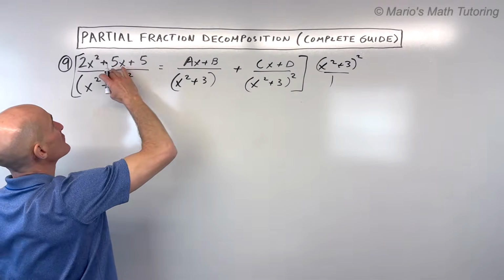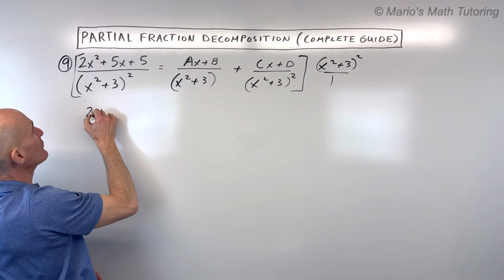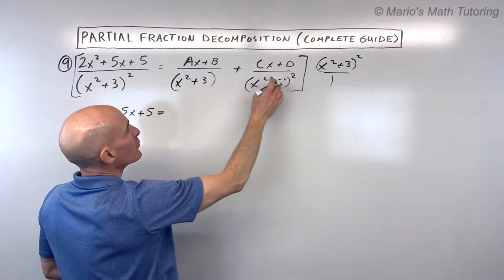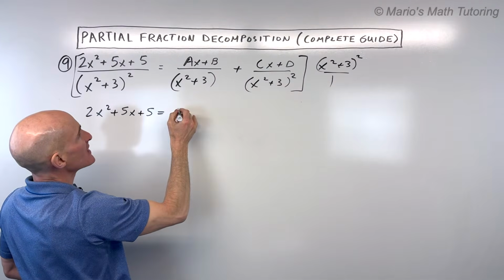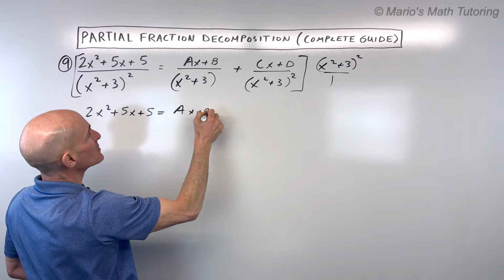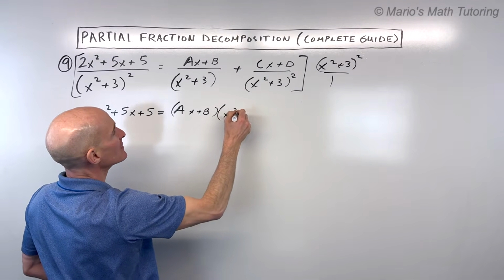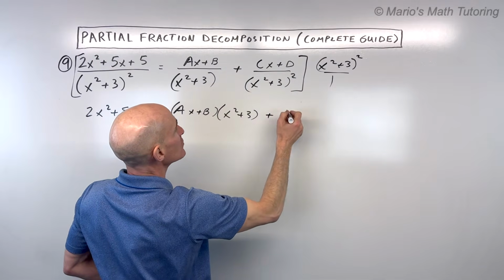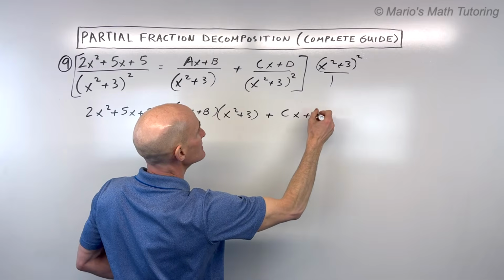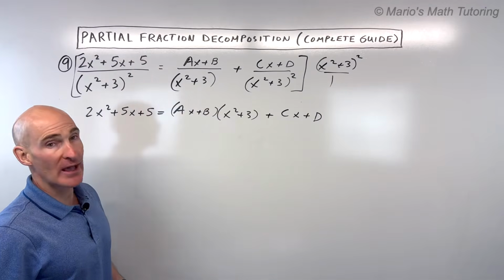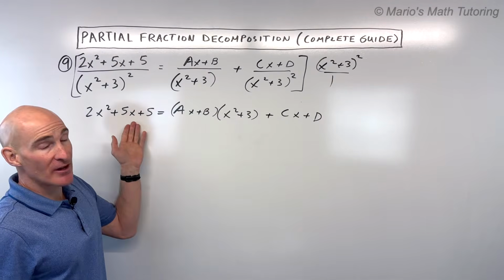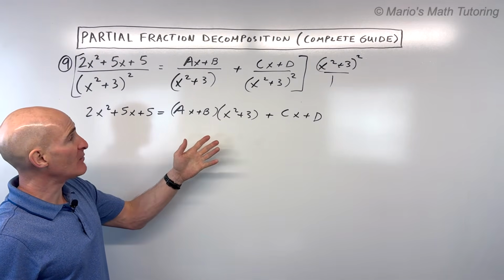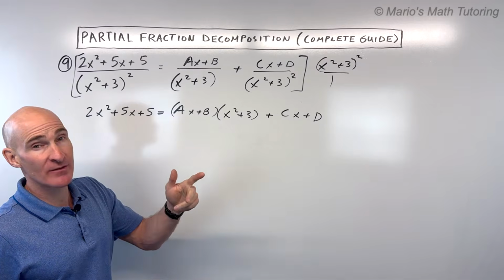If I distribute it to this fraction here, we're just going to be left with 2x squared plus 5x plus 5. With this one, one of the x squared plus 3's cancels with this x squared plus 3, leaving us with ax plus b times x squared plus 3. These ones are going to cancel, just leaving us with cx plus d. Okay, we got a lot going on here. Now, you could do the method of picking values for x, but this looks pretty complicated to me, so I think I'm just going to do the system of equations.